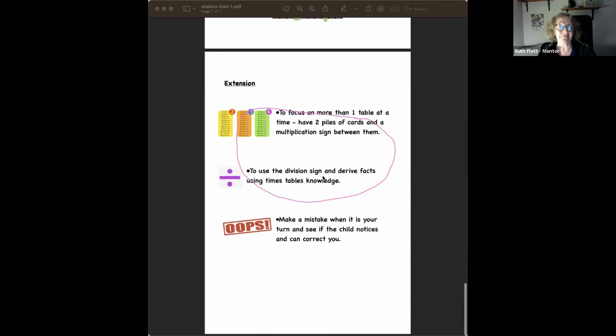And then to make it a bit of fun, you can make a mistake. Can they pick you up on that? And that's quite useful to do with children who make mistakes, because then they know that you make them as well. And they're not so worried then about making those mistakes.